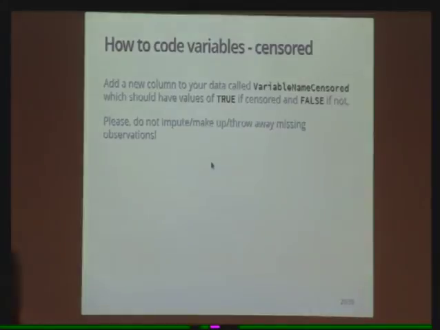So how do you mark censoring, for example, in a spreadsheet? You add a new column, and you say what variable you're measuring, censored, and then if it's true, then that value should be censored, and if not, then it's false. That's one way to do it. There are other ways, but that's the easiest way for us, I think, to add that data in.